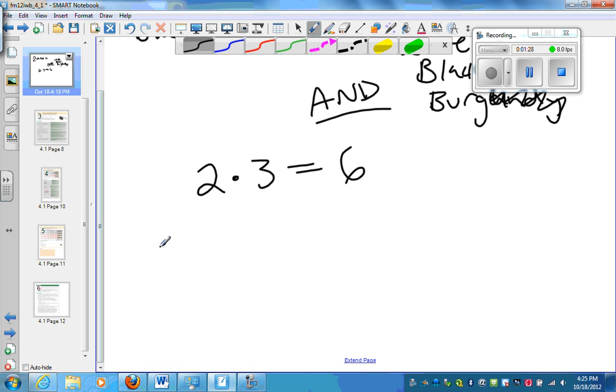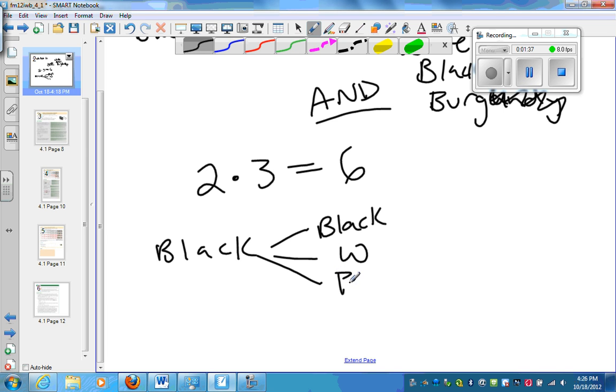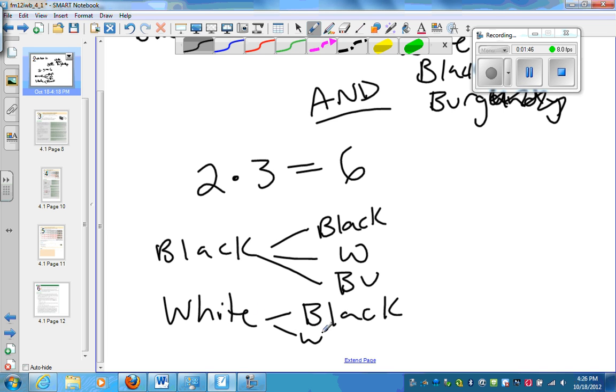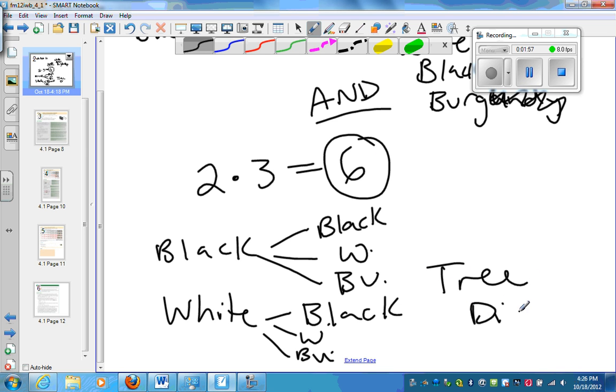Another way to do it is a tree diagram. So you can have a black jersey with black shorts, with white shorts, or with burgundy shorts. Notice I didn't spell burgundy. Okay, or you could have a white jersey with black shorts, with white shorts, or with burgundy shorts. So notice that this is still 6 cases, exactly what we found with the fundamental counting principle. This is called a tree diagram, just in case a question asks you for that.